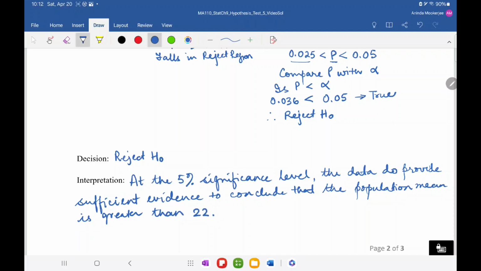Now, because this is a straightforward problem, not an application-based problem, we cannot interpret it in context of an application situation. So we just have to say that it provides sufficient evidence to conclude that the population mean is greater than 22. That's whatever the alternate hypothesis states. Okay.